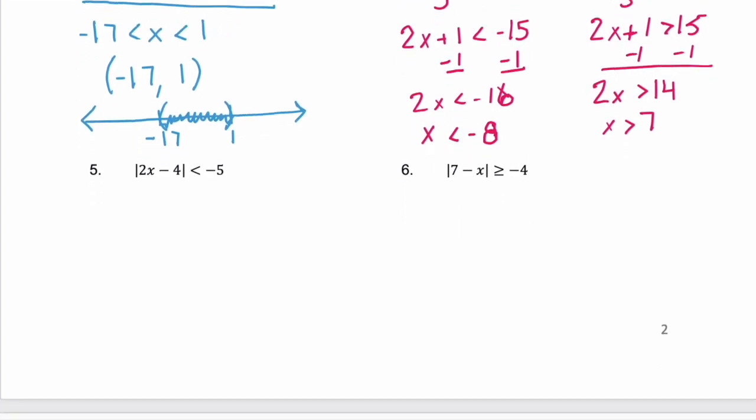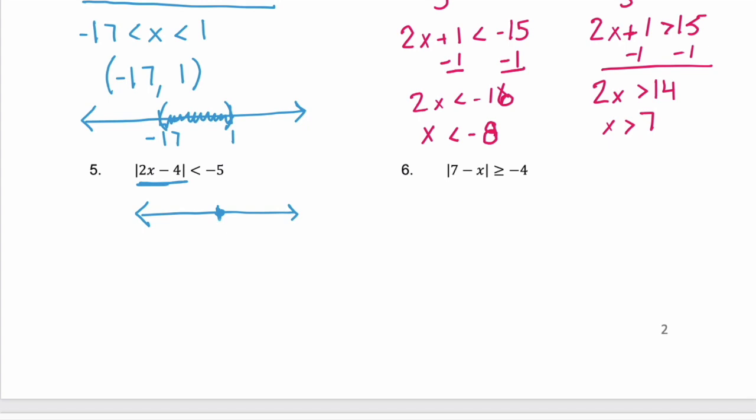Let's look at 2 more examples. This first example is looking for the absolute value of 2x minus 4 is less than -5. Think what this means first. So it's saying we're starting at some point, and this left-hand side is just distance. Just read it as distance. Your distance traveled is less than -5. So you're at home, and you're going to travel less than -5 units.